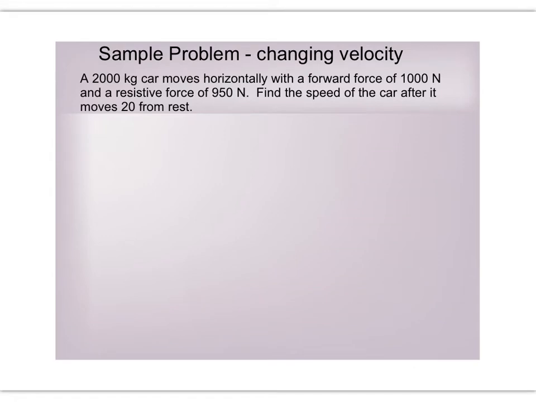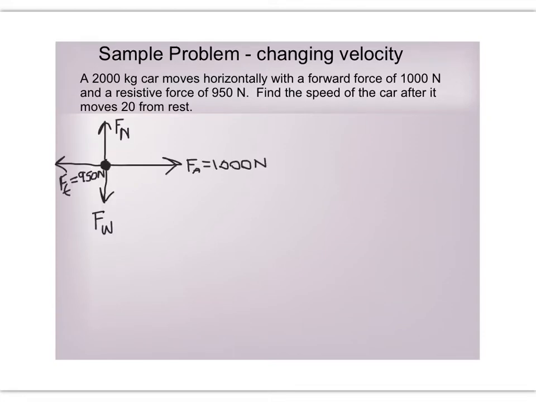A 2,000 kilogram car moves horizontally with a forward force of 1,000 newtons and a resistive force of 950 newtons. Find the speed of the car after it moves 20 meters from rest. So let's draw the free body diagram. There's an applied force forward of 1,000 newtons. There's a frictional force going back of 950 newtons, and then normal force and weight. So in the x direction, there is a net force, and the net force in the x direction is going to be equal to the mass times acceleration in the x direction. It's also going to be equal to the applied 1,000 minus the friction 950, or in other words, 50 newtons.